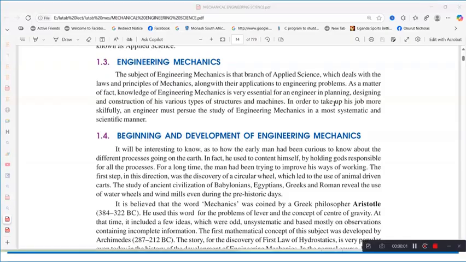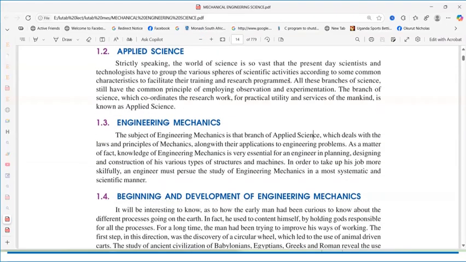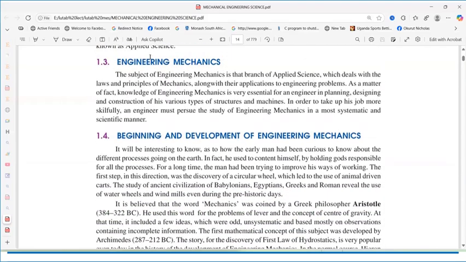So we are saying that to discuss mechanical engineering science, we need to understand a few things. So we look at applied science, but the world of science is so vast that the present day scientists and technologists have to group the various spheres of scientific activities according to some common characteristic to facilitate their training and research programs. So you'll find that under applied science, you have a branch called engineering mechanics, and this deals with the laws and principles of mechanics, along with the applications to engineering problems.